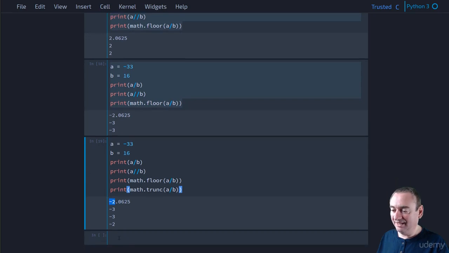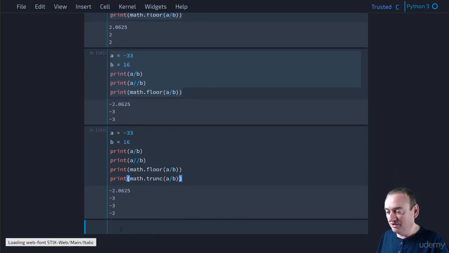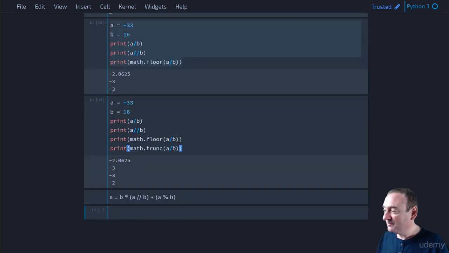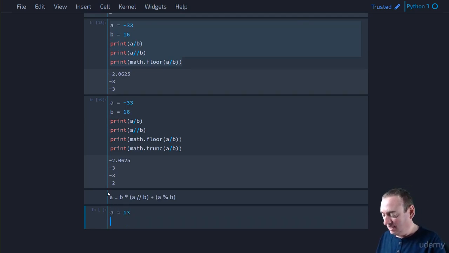Okay, so let's look at the mod operator. Again, I want to remind you of the equation. A equals B times A div B plus A mod B. Okay, so let's look at some examples of this. Let's say A equals 13 and B equals 4. And we're going to print out the division.